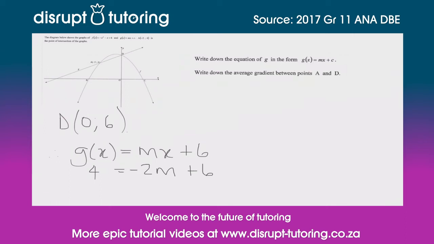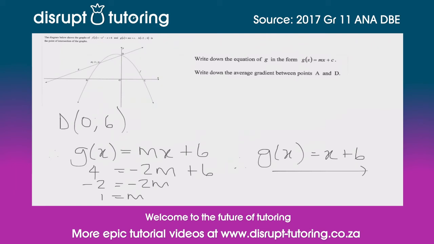We're then going to move our 6 across the equal sign to that side to solve for the m. So that is going to leave us with 4 minus 6, which is minus 2, equals minus 2m. We divide both sides by minus 2, and that's going to give us 1 equals m. So therefore, our equation of this curve is going to be g of x equals, so 1 is m, so we don't have to write the 1, it's just going to be x, and our c value is 6. And that gives us the equation of the curve of g of x.